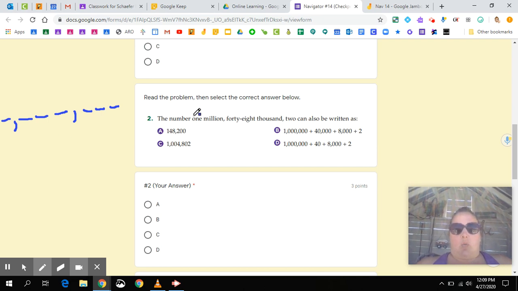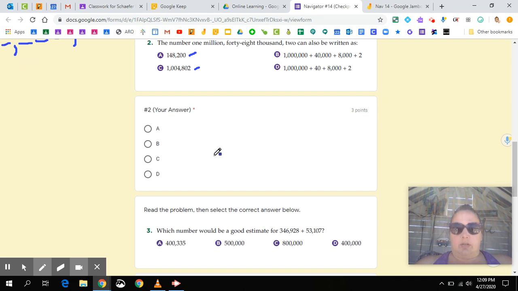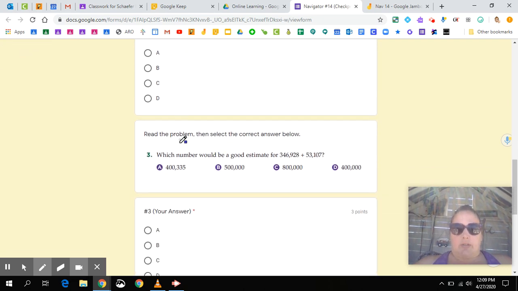So I'm thinking about where 1,048,002 is. If it's not something that's written this way in standard form with just the number, then think about how you could split this up with expanded form. And that's what these are with the plus signs. So think about which one fits this representation of this number and fill in your multiple choice.